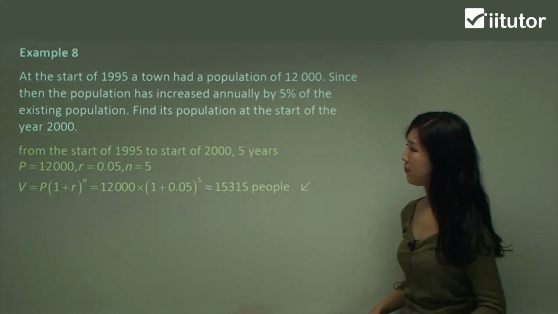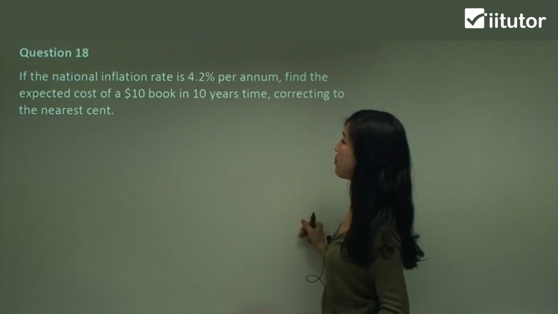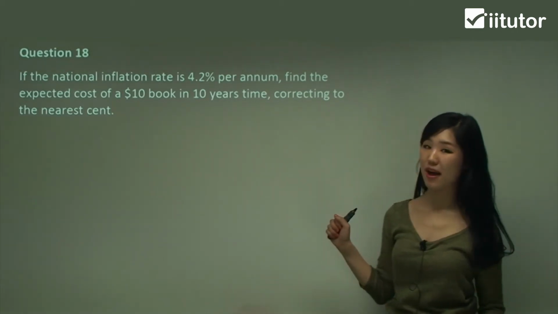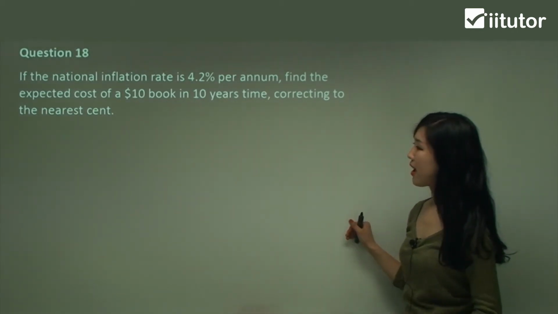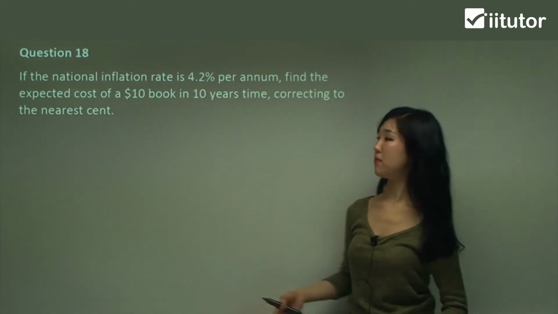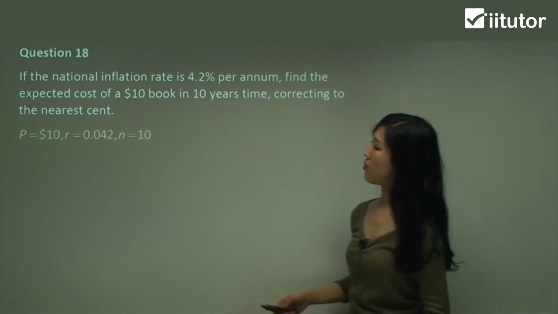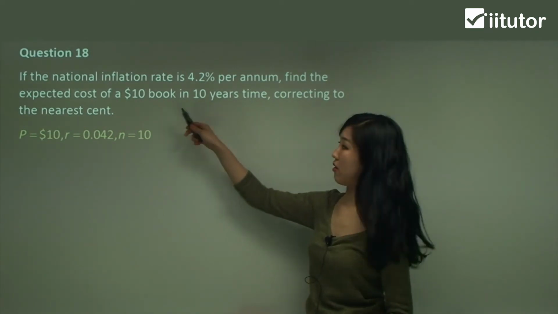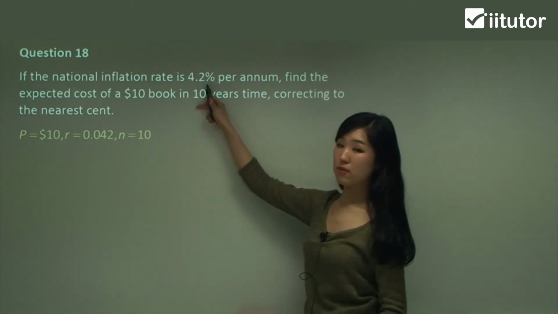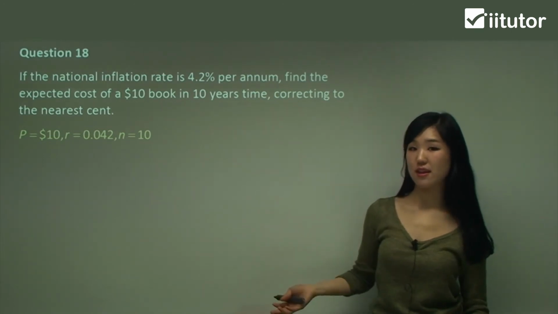So let's try a question. Question 18 says, if the national inflation rate is 4.2% per annum, find the expected cost of a $10 book in 10 years' time, correct to the nearest cent. Because of inflation, the value of the book will increase over time, so let's find how much that book will become. The principal value, or the initial value, is $10 at the very start. The rate is 4.2%, and how many years? It took 10 years, so we want to find the value after 10 years' time.